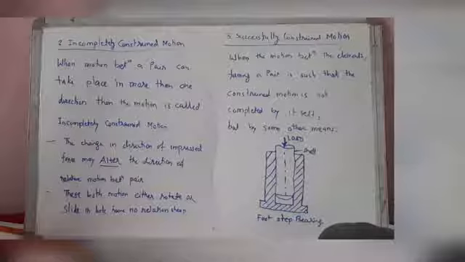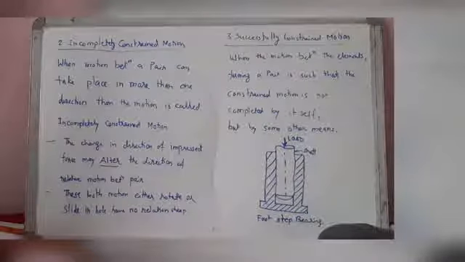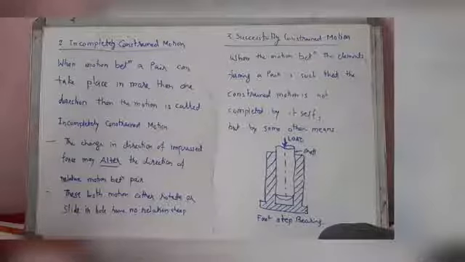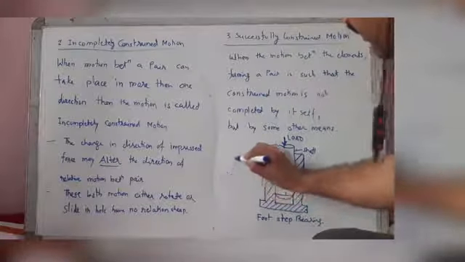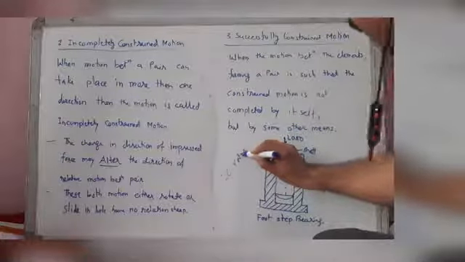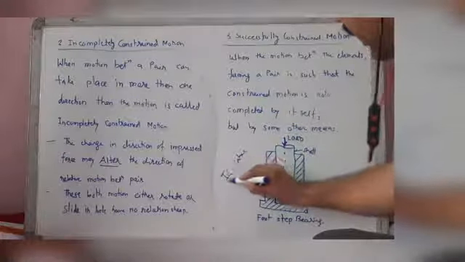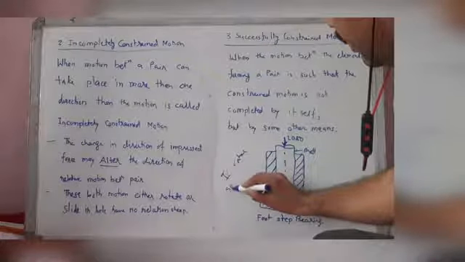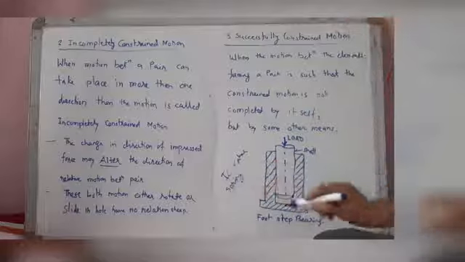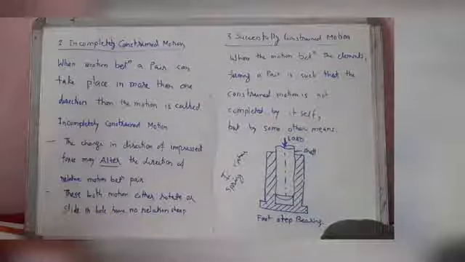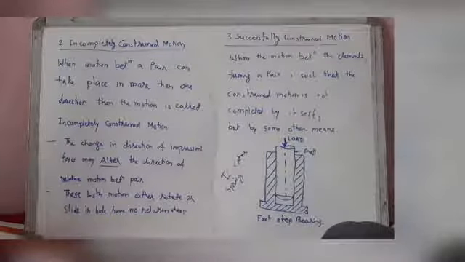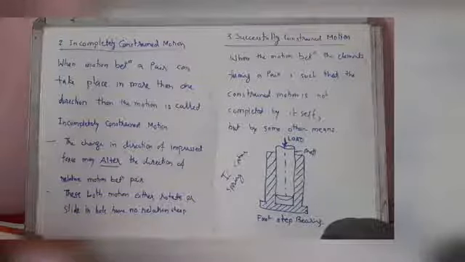The motion of IC engine valves, these are kept on their seat by a spring. The valves of an IC engine are an example of this type that are prevented by a spring. And the piston reciprocating inside an engine cylinder is also an example of successfully constrained motion.